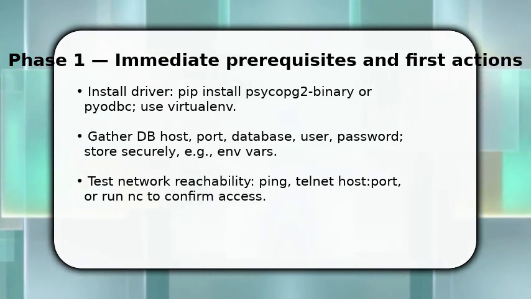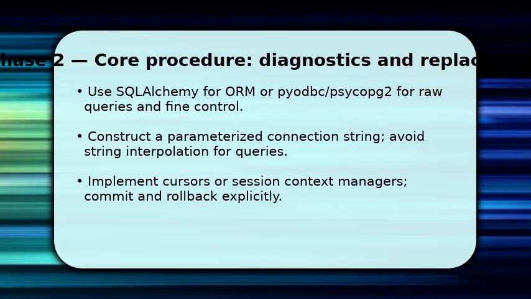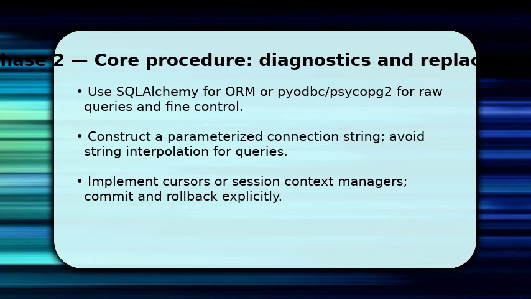You now construct the connection string and choose an API, SQLAlchemy if you want ORM convenience or the native driver for raw speed. Make a parameterized connection string and wrap calls in context managers so resources close automatically.